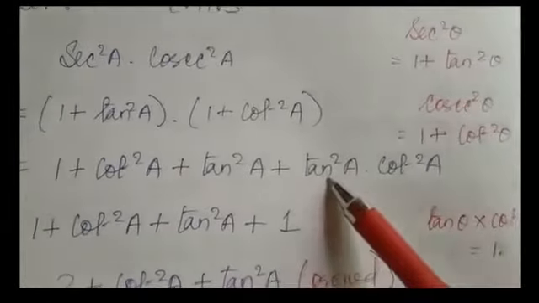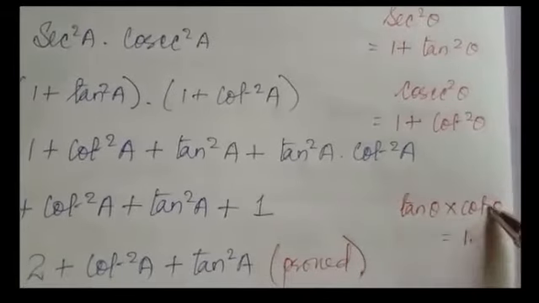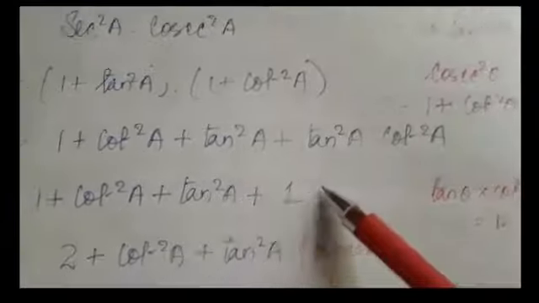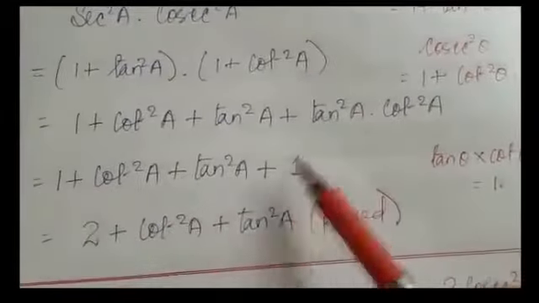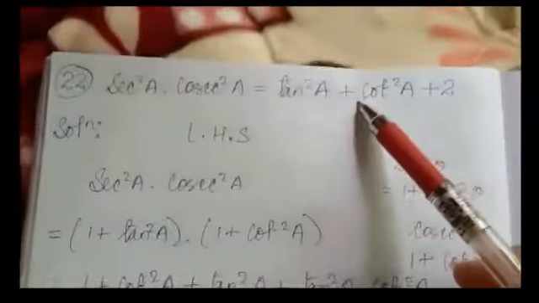Now we know tan and cot are reciprocal. So tan theta into cot theta is 1. So tan square a into cot square a is 1. So 1 plus 1 is 2 plus cot square a plus tan square a. Proved.